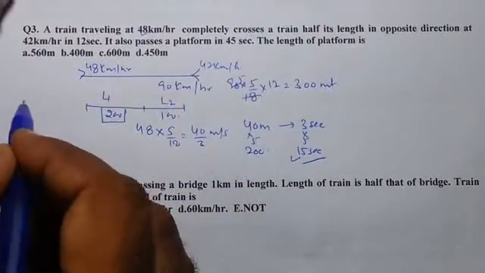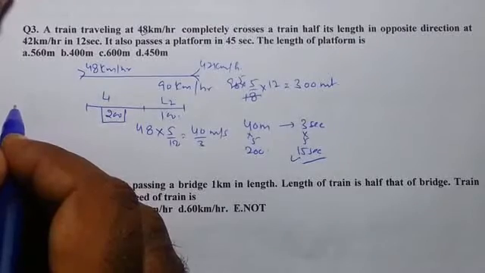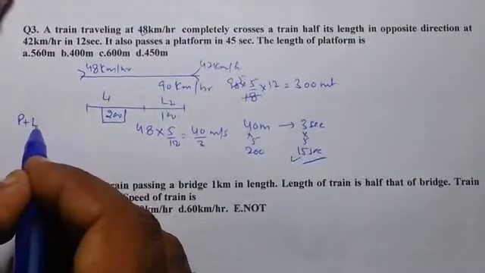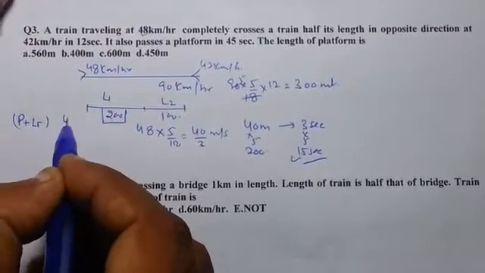Now the question is, it passes a platform. Platform means the platform length plus the length of the train, in 45 seconds.